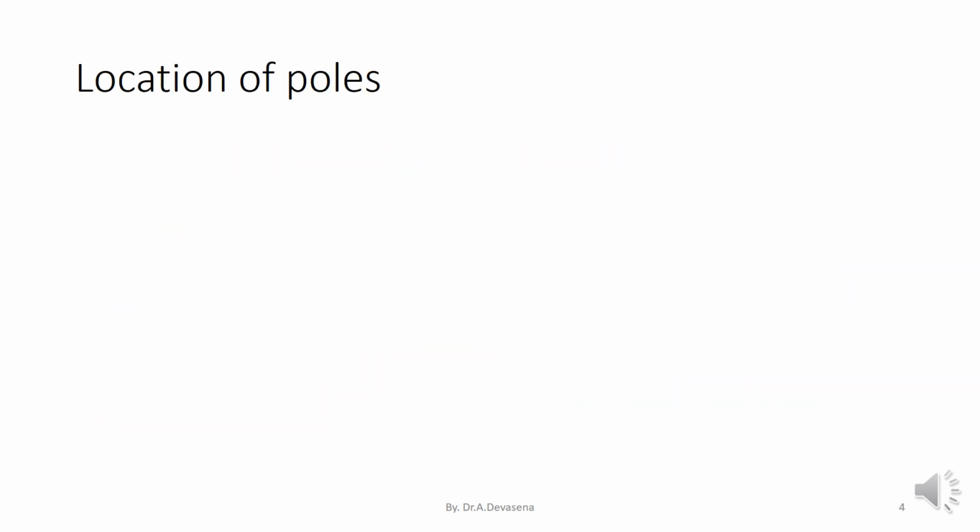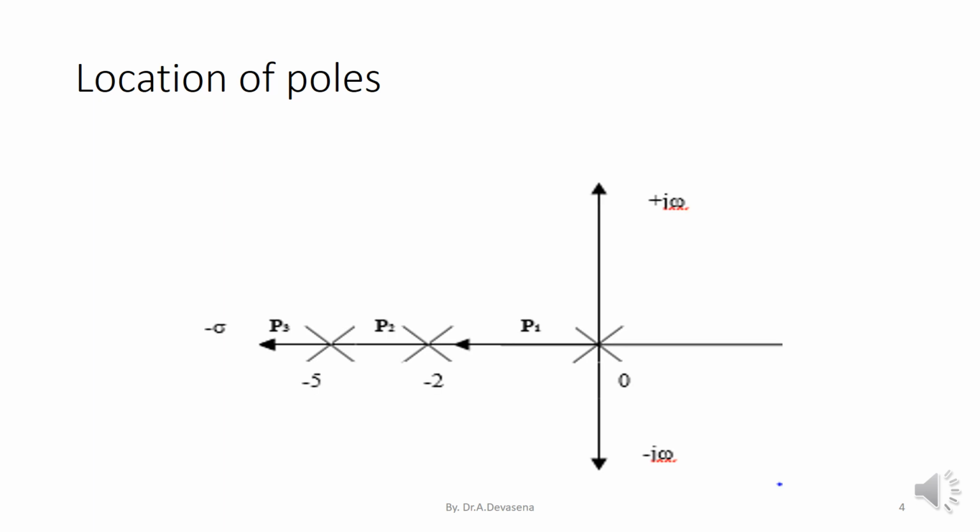Let us see the location of poles. This is the representation of the location of poles in the root locus. Here, we have 3 poles at 0, minus 2 and minus 5. Mark these poles in the root locus.